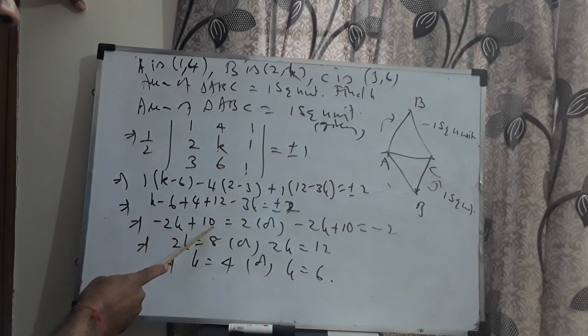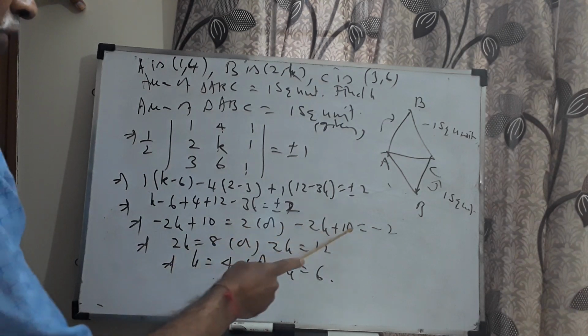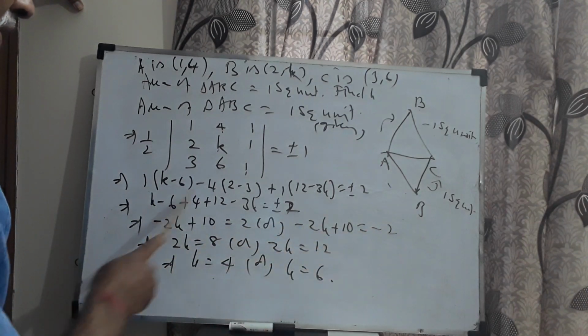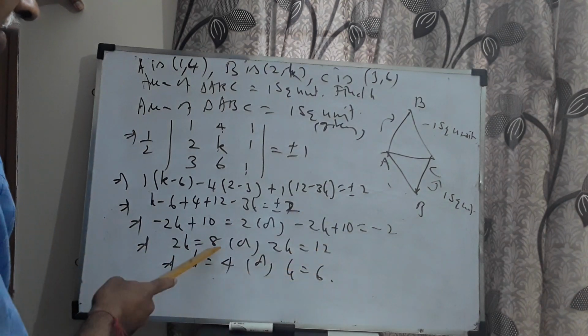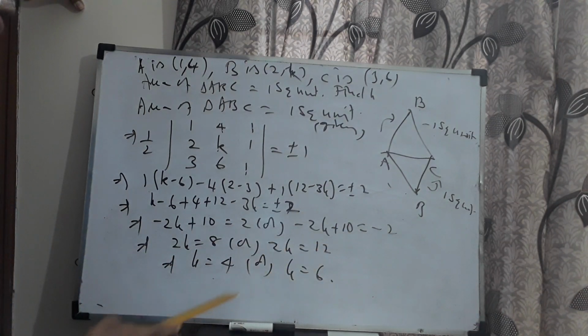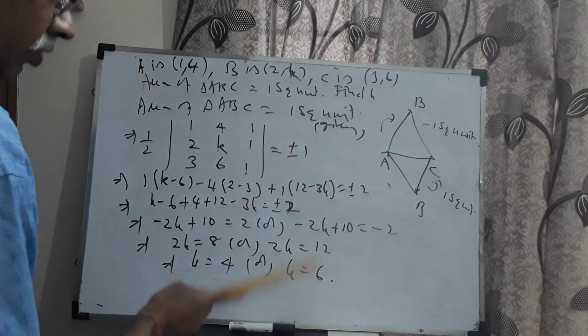16 minus 6 is 10 is equal to plus 2, or minus 2k plus 10 is minus 2. Take minus 2k to the other side. 2k is equal to 8 or 2k is equal to 12. 8 by 2 is 4, 12 by 2 is 6. Therefore, value of k should be 4. Value of k will be 6.